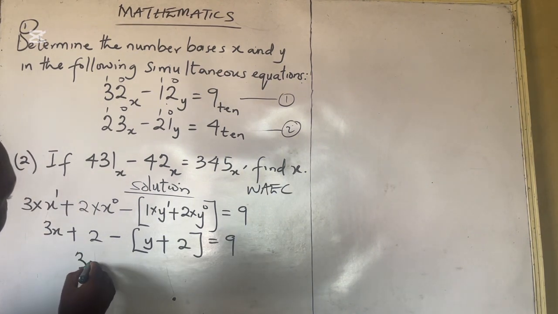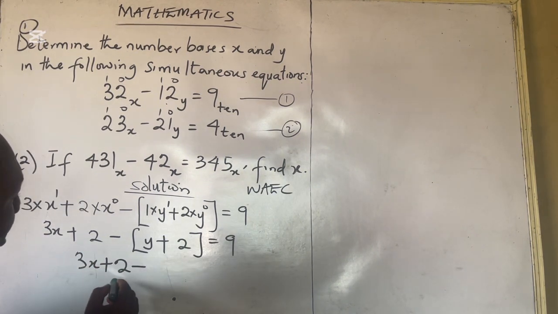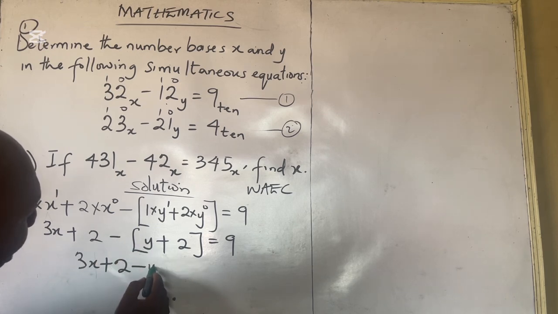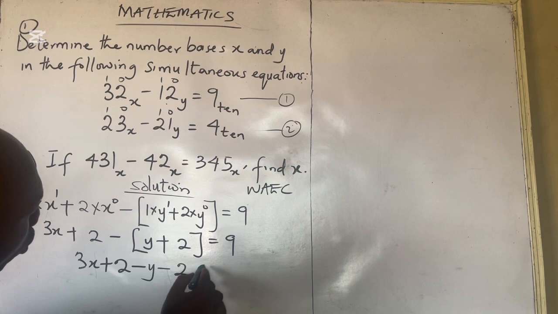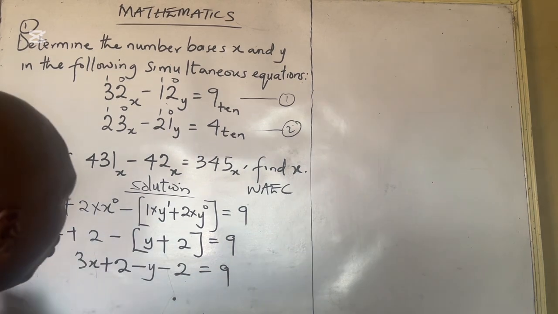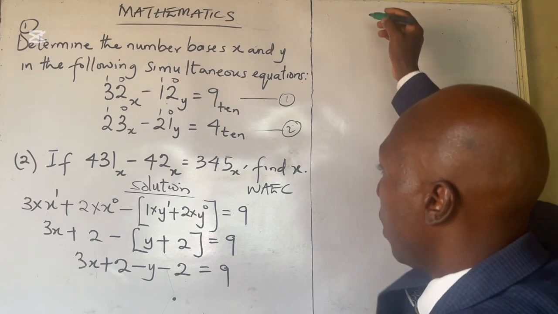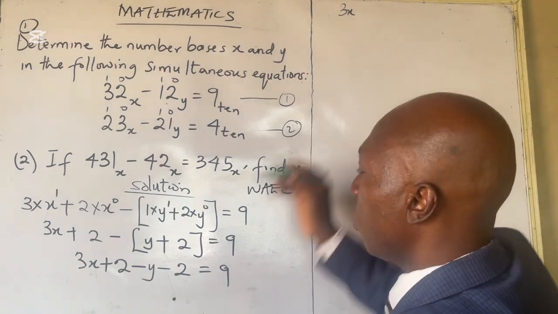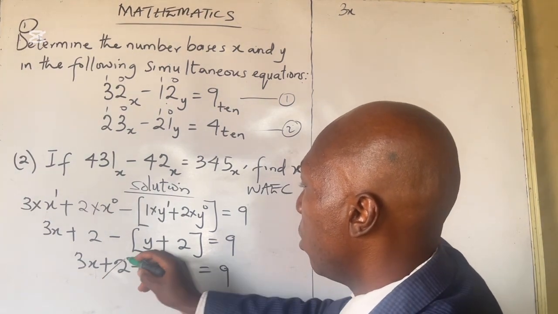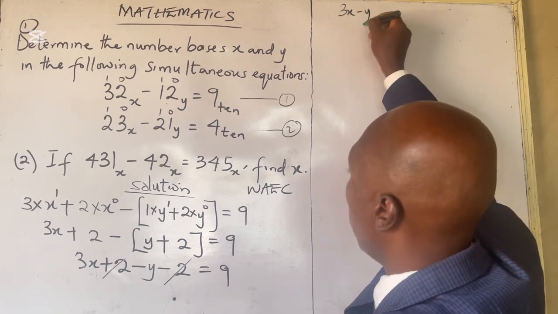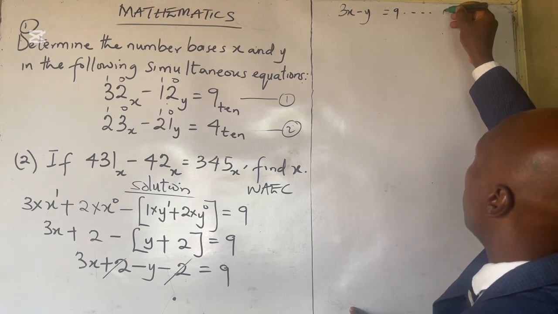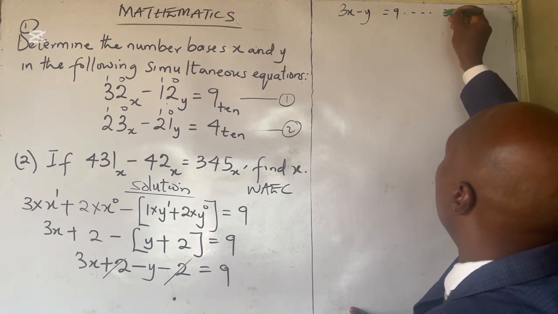So we have 3x plus 2 minus, so we have to subtract, open the bracket with this minus. There's an invisible plus there, that will be minus y, negative times positive, minus 2 equals 9. So let's finish it up on the board. That will give you 3x, you can see plus 2 minus 2, that's 0 already. We are left with minus y equals 9. So we've written equation 1 in another form. Let's call it equation 3.